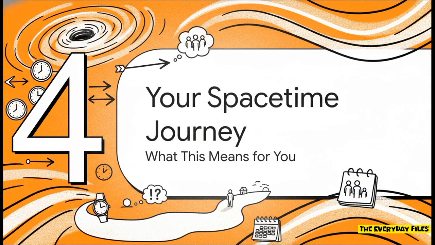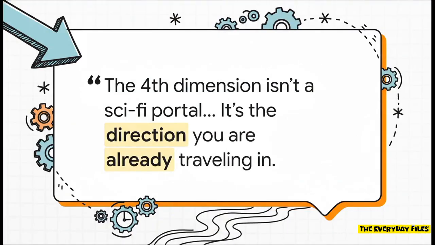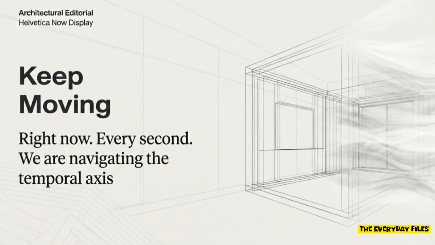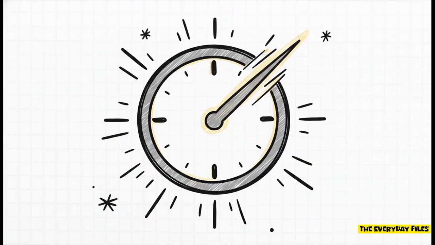Okay, I know that was a lot to take in. We went from a simple line all the way to Einstein's warped reality. But let's bring this all back home. What does any of this cosmic stuff actually mean for you, sitting here right now? Look, if there's one thing you remember from all of this, let it be this. The fourth dimension isn't some strange sci-fi portal you can just jump into. It's way, way more personal and immediate than that. It is the direction you are already traveling in every single moment of your life. In fact, you're traveling through it right now.